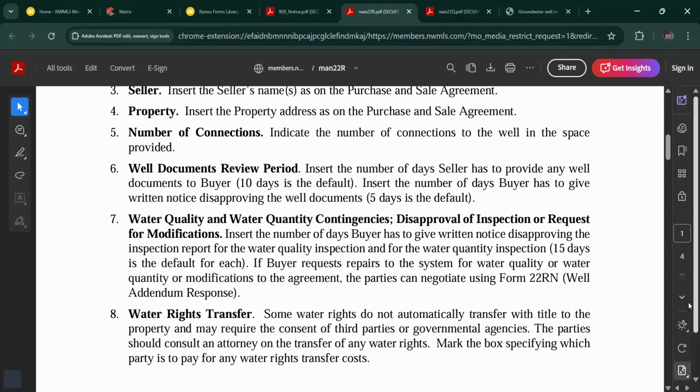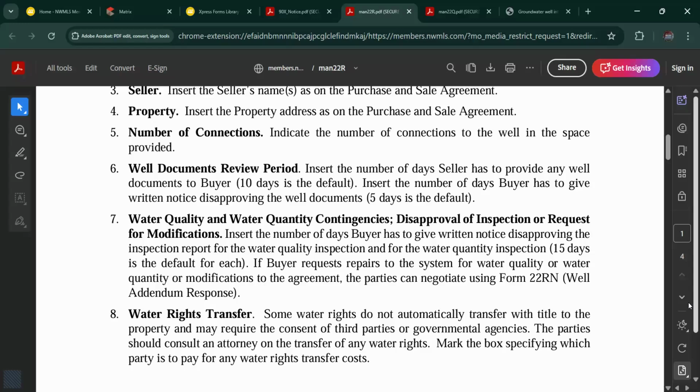Water quality and water quantity contingencies. This is the big one. Disapproval of inspection or request for modifications. Insert the number of days buyer has to give written notice disapproving the inspection report for the water quality inspection and for the water quantity inspection. 15 days is the default for each.